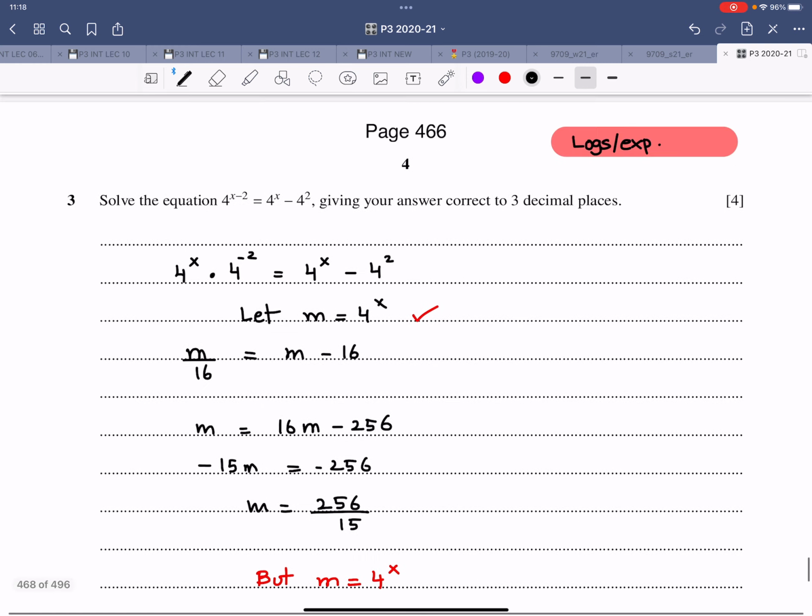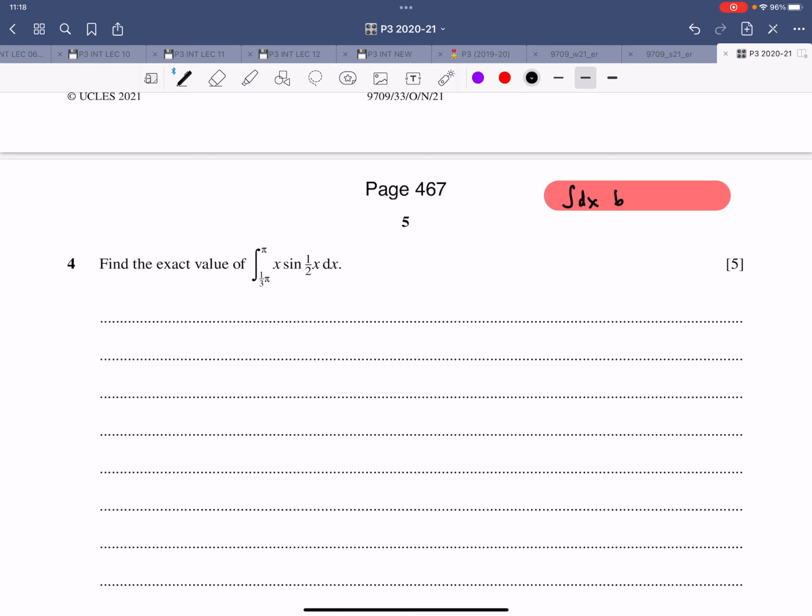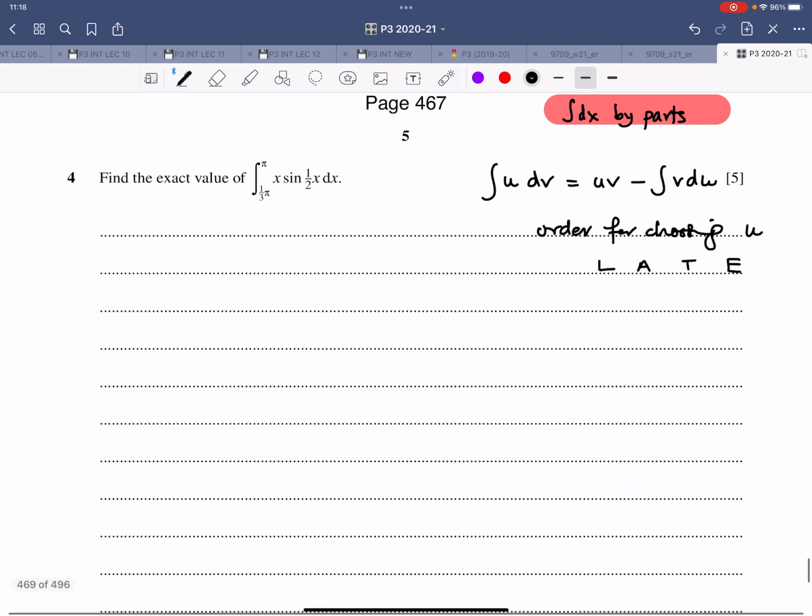Question number 4. This is about integration. And what kind of integration? This is integration by parts. So remember the formula: integral of u dv is uv minus integral of v du, and the order for choosing u is L-A-T-E, that is the order. Now it says find the exact value of this integral. So first of all, you write this integral, that is x sine half x dx between the limits pi by 3 and pi.